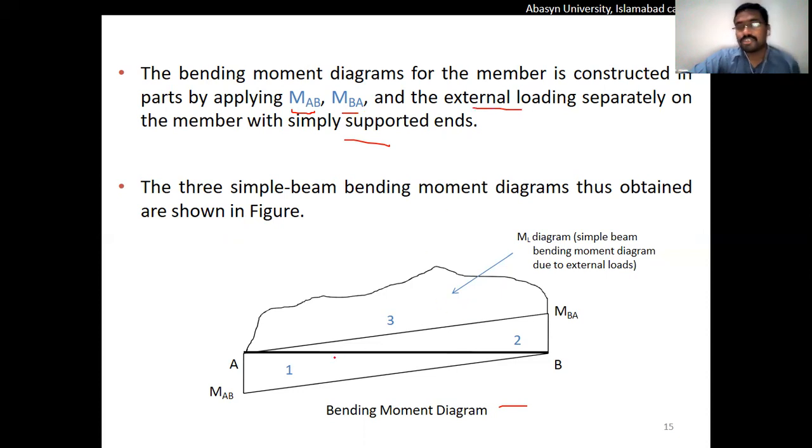And the shape of this diagram will be such that for MAB, when the moment is applied at point A, the maximum moment will be generated at point A. So it will be drawn downward, with maximum intensity at point A, and ultimately it goes towards zero at point B. Similarly, when MBA is applied, the maximum intensity of the moment is at point B, and it goes linearly to zero towards point A. And then we have a bending moment diagram due to applied external loads, and it is generally based on the type of the loading that is applied on the beam.